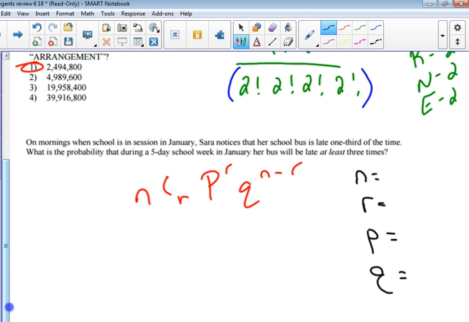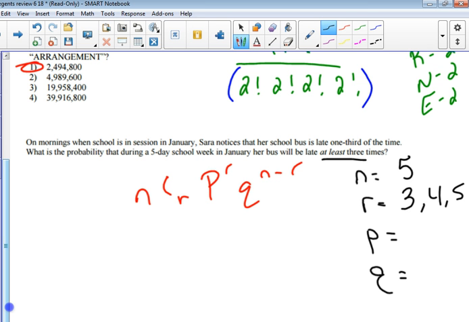Identify your n, r, p, and q. Anybody know what the n is? 5. Good. So you're talking about a total of 5 days. n is always the total. r is what you're looking for. Good. Nice shot, Andrew.